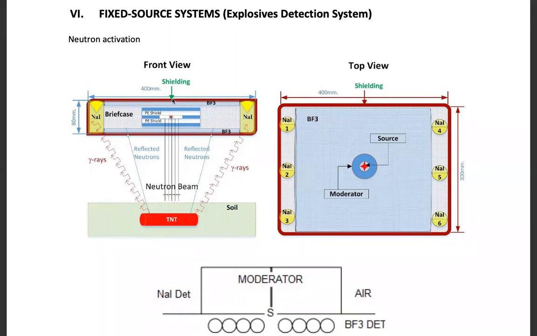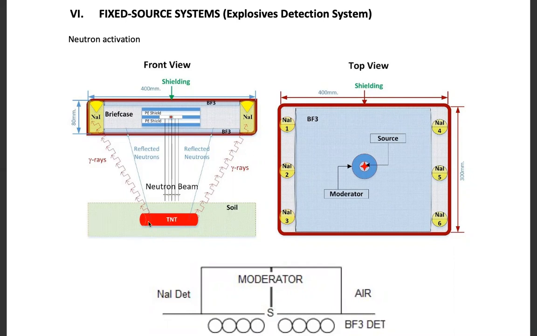Okay, so this is the front view of a briefcase. You can see that this is like any Samsonite briefcase, and we've got a source over here. So the source, and there's soil. We're walking over some soil, and let's say under the soil there's some explosive which is hidden away, which I've colored red over here. So if you fire a fast neutron beam, it activates the explosive if there's an explosive.